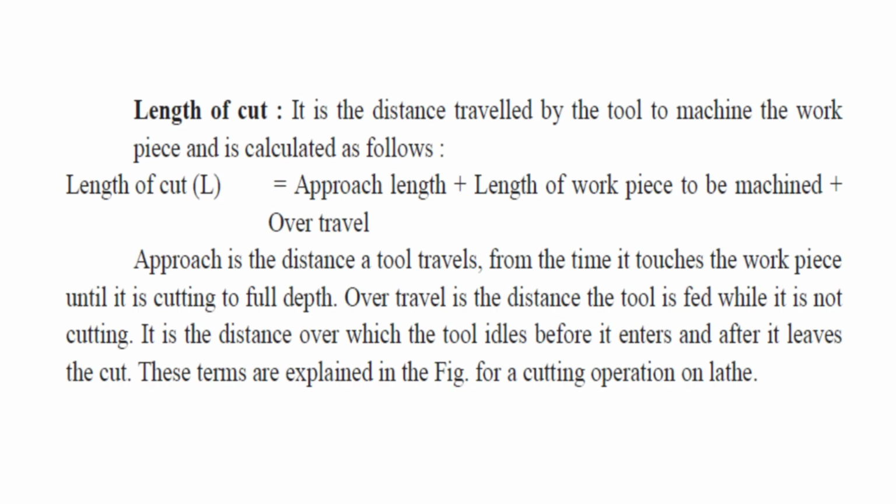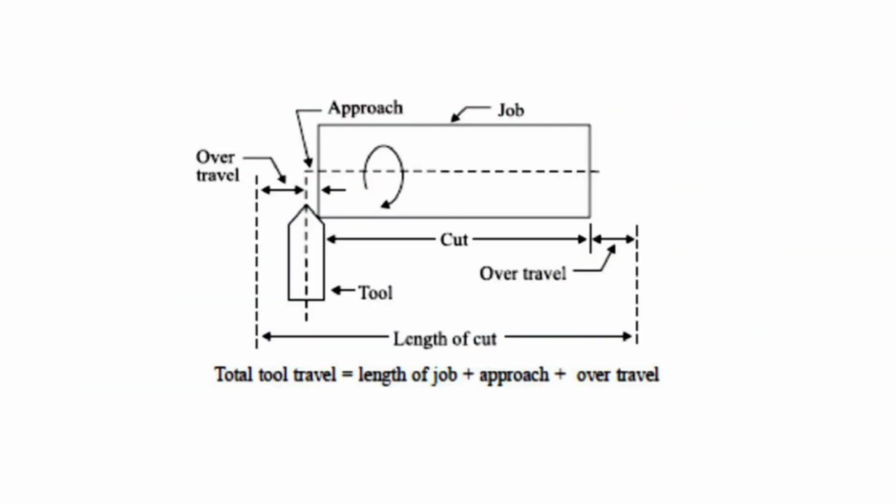Approach is the distance a tool travels from the time it touches the workpiece until it cuts to the full depth. Over travel is the distance that the tool is fed while it is not cutting. It is the distance over which the tool idles before it enters and after it leaves the cut. These terms are explained in the figure below for a cutting operation on the lathe. Here total tool travel is equal to length of the job plus approach plus over travel.